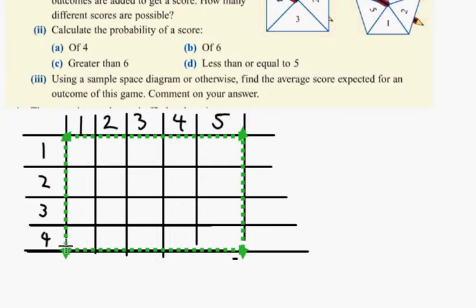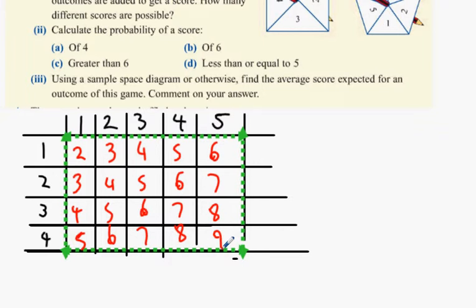So we know that these are the scores we're looking for. Add them together: 2, 3, 4, 5. 3, 4, 5, 6. 4, 5, 6, and 7. What's the next one? 5, 6, 7, 8. And then finally 6, 7, 8, 9.